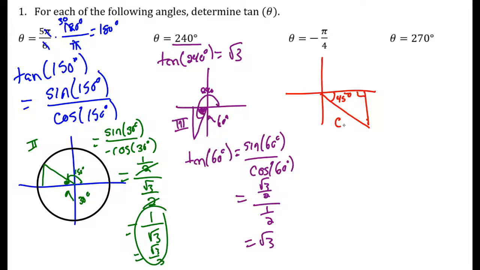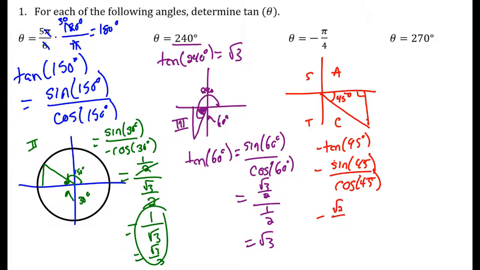Quadrant 4, though, only cosine's positive, because ASTC, cosine is positive, so I need the negative tangent of 45. Negative sine 45 over cosine 45 degrees. They're both square root of 2 over 2, so we get a tangent of negative 1. The tangent of negative pi over 4 is negative 1.